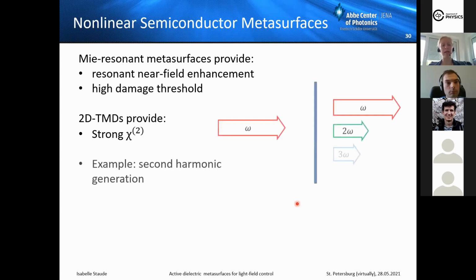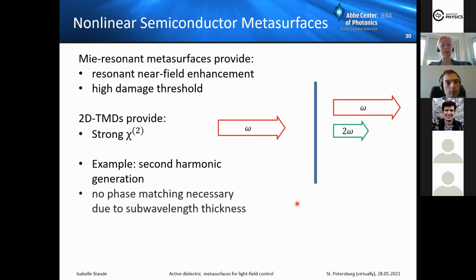And what kind of effects are we looking at? One example would be Second-Harmonic Generation, coming in with light at frequency omega. Then we have the metasurface, and part of the light will be converted into light at 2 omega.